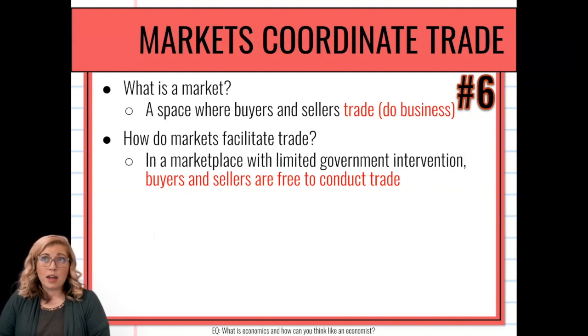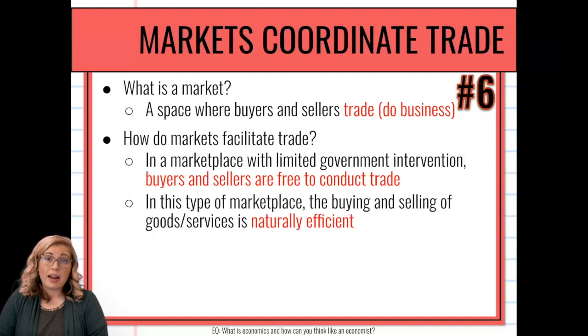They can also dictate the price. The way in which they do that is if the price is too high, they're not going to buy it. The seller's going to say, ooh, I think people want this product, but it's too high. Let me bring the price back down. In this type of marketplace, the buying and selling of goods and services is naturally efficient. When the government takes a step back and lets the economy run itself, usually it's more efficient. However, that leads to the possibility of the market controlling people or taking advantage. So sometimes we do need some government involvement.